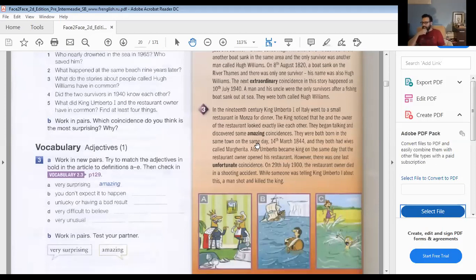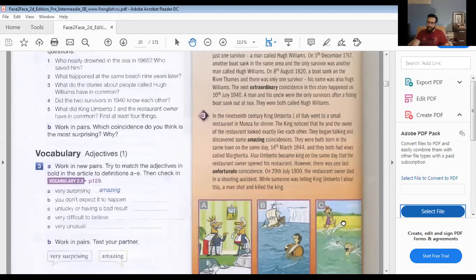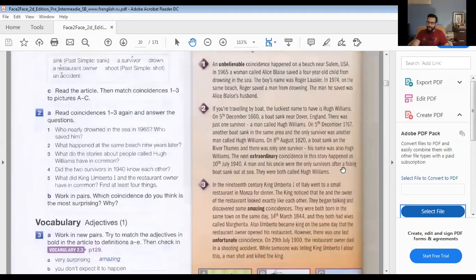All right, so we can see here that we had the story of 3 coincidences, and our job now is to match them. So the first thing, let's match the photos. So A, of course, will probably be the third coincidence here, this story. So number 3 is A. B, of course, is probably number 2, the one about Hugh Williams. And this is the story of the woman, Alice, who saved the 4-year-old. So this is number 1.